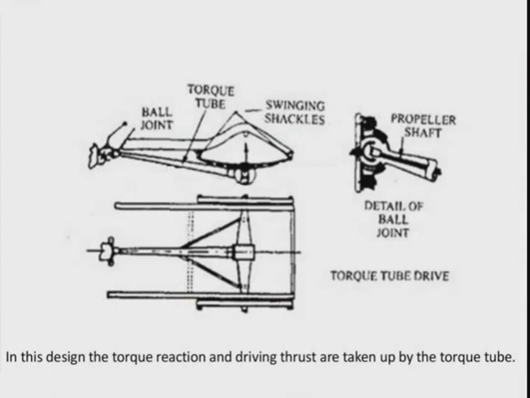Here you can see there is a ball joint at the end, and there is a torque tube available here, which gives the transmission. There are also some swinging shackles, some shackle systems available here. There is a small type of suspension system. Here in the center you can see the torque tube, and this is a side view of the entire system.